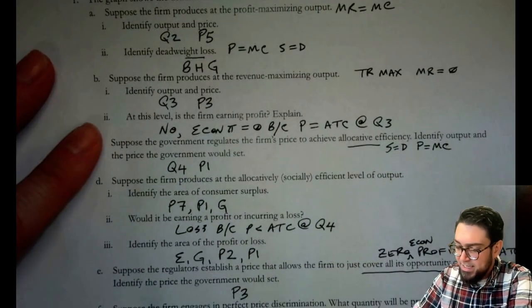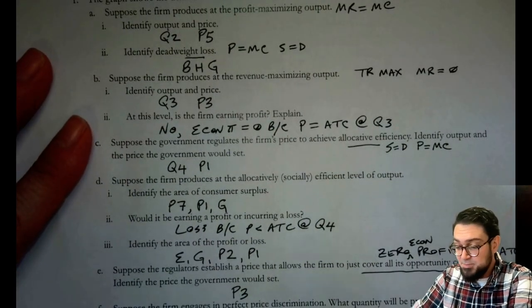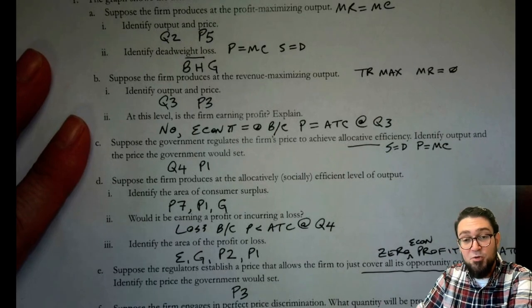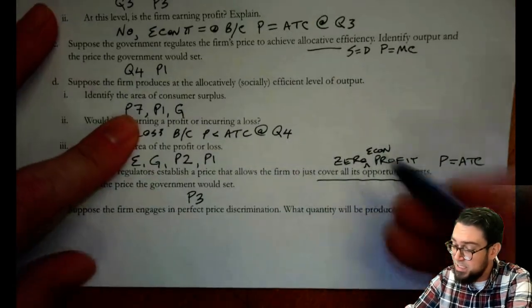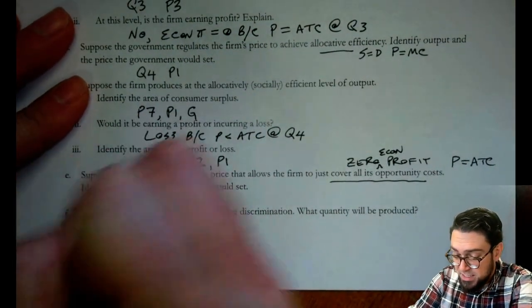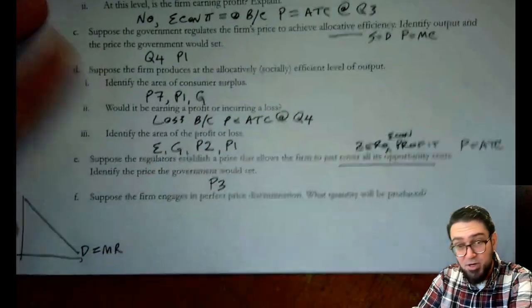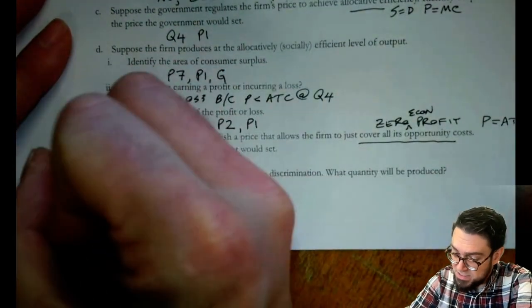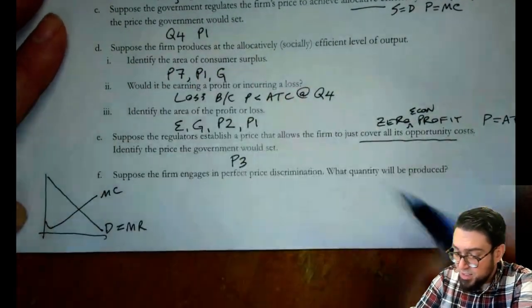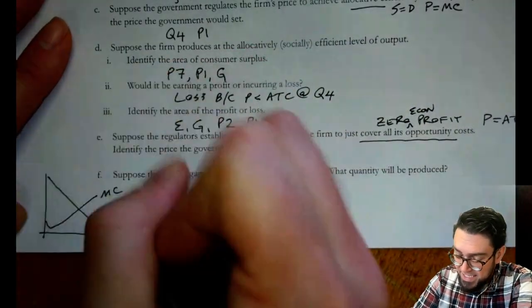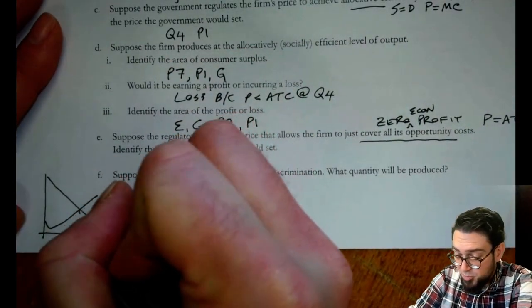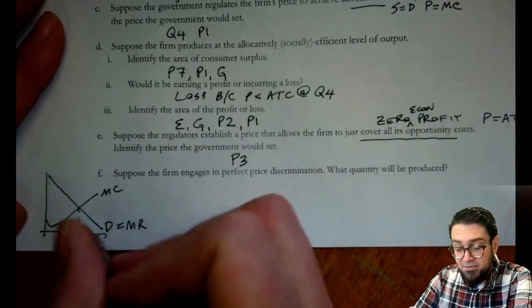And the last part: suppose instead the firm engages in perfect price discrimination. What quantity would we produce? Remember, price discrimination means that instead of having a separate marginal revenue curve, demand is equal to marginal revenue. And everything else is still the same. So we have marginal cost, and it gives us an ATC curve that I don't really need. So we know we're going to produce where MR equals MC if we do that.